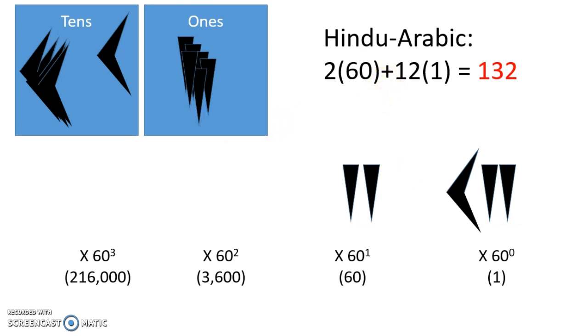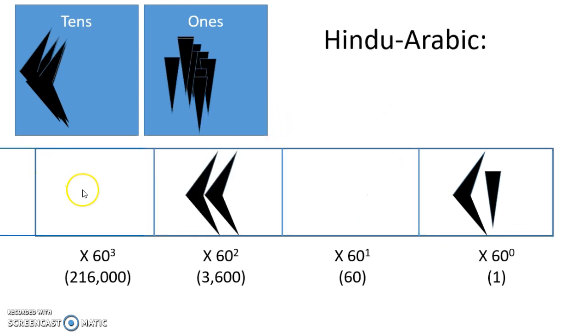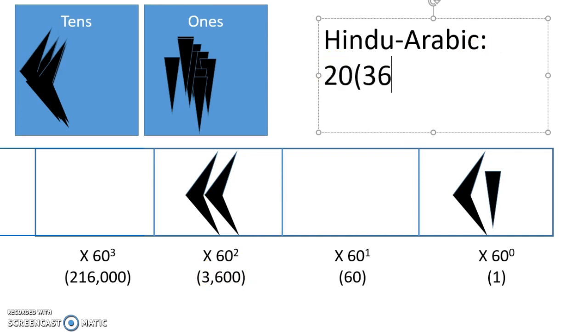Let's try another example. So here we have a spot where there isn't any symbols. Let's see how that plays out. Over here we have 2 of these 10 characters. In other words, we have 20 in this box, but each of those 20s is worth 3,600. In other words, if we want the total value of those 2 characters, we have to take 20 times 3,600, and that would give us the value of these 2.